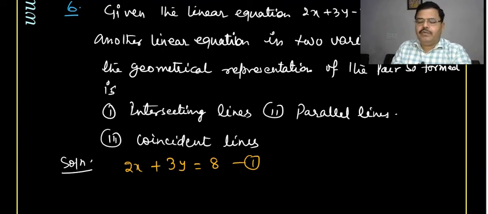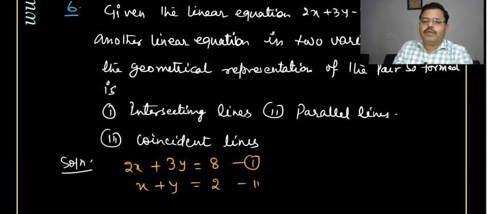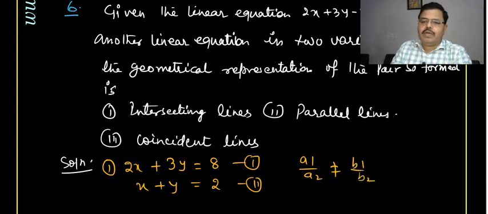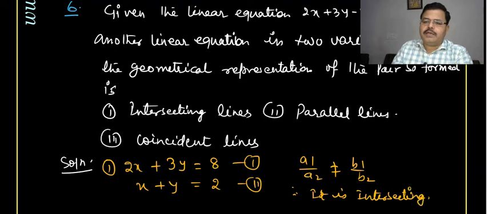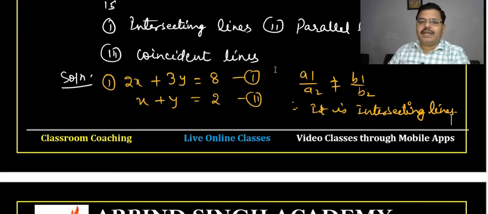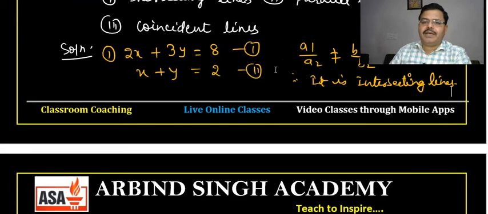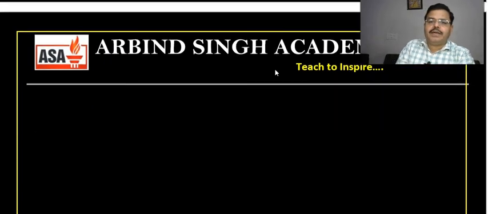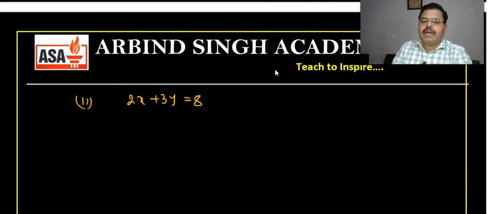Any equation which is not in the form of a1 by a2 is equal to b1 by b2, say x plus y is equal to 2, these two are intersecting lines. So for the first answer, since here a1 by a2 is not equal to b1 by b2, it is intersecting lines. So there is no definite answer. It can have an infinite number of answers. Anything can be written. Now for the second part, we want parallel lines, isn't it?